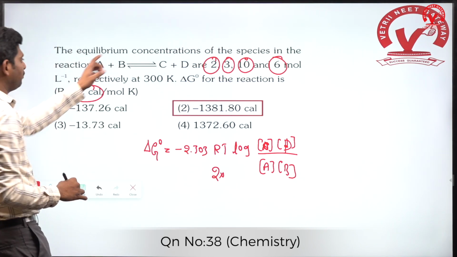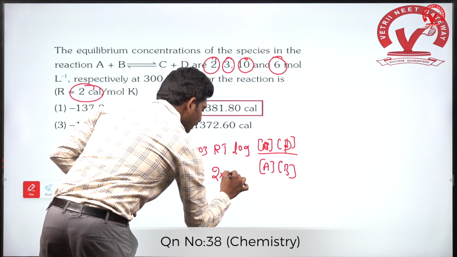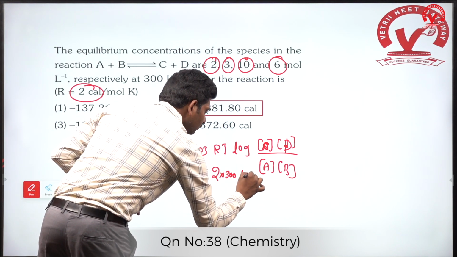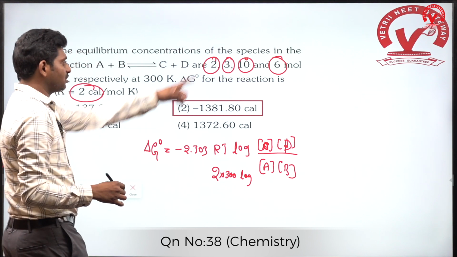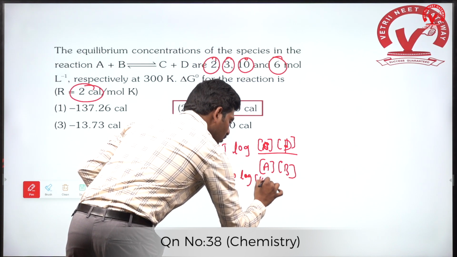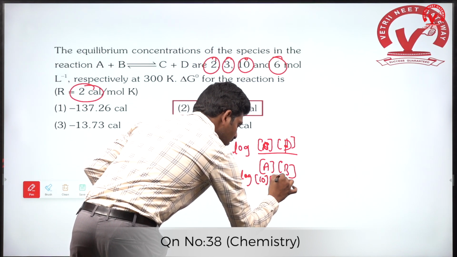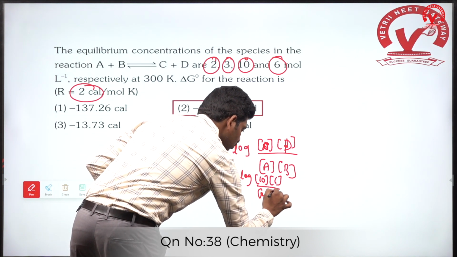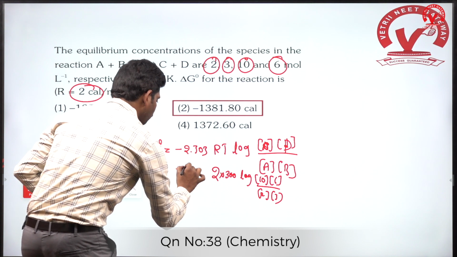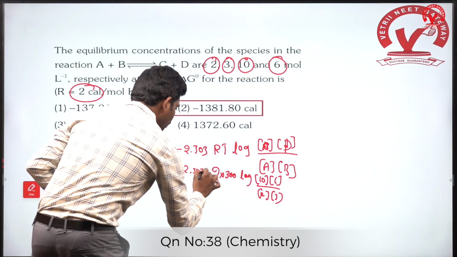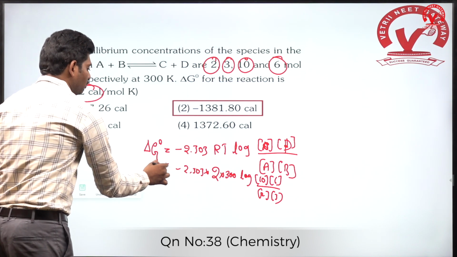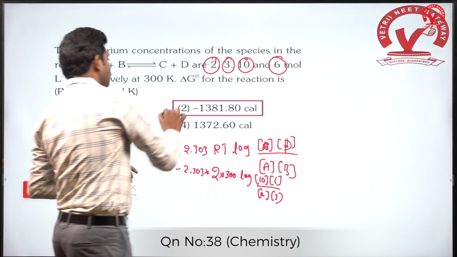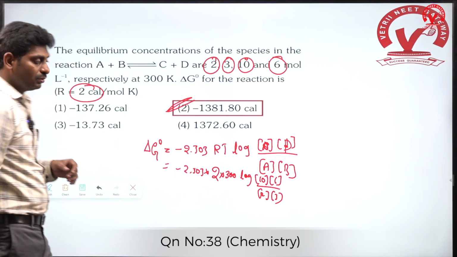And temperature you can take 300, and log. And the concentrations means log 10 to the 6 by 2 into 3. Then you can take minus 2.303. Then you can substitute this value. So the answer will come. This is the answer for that one.